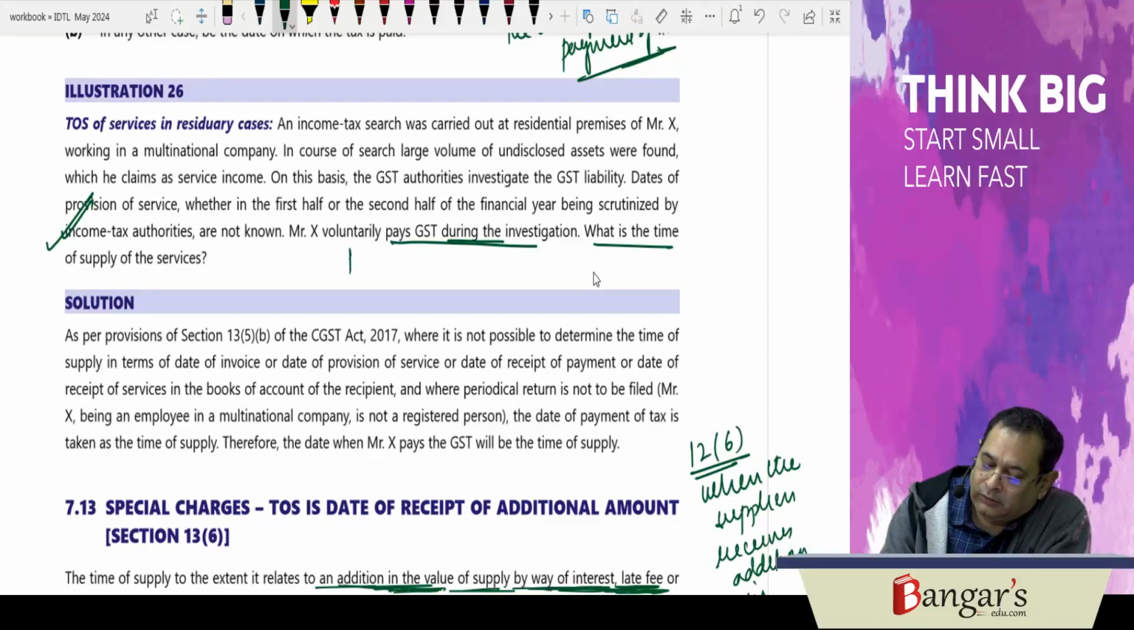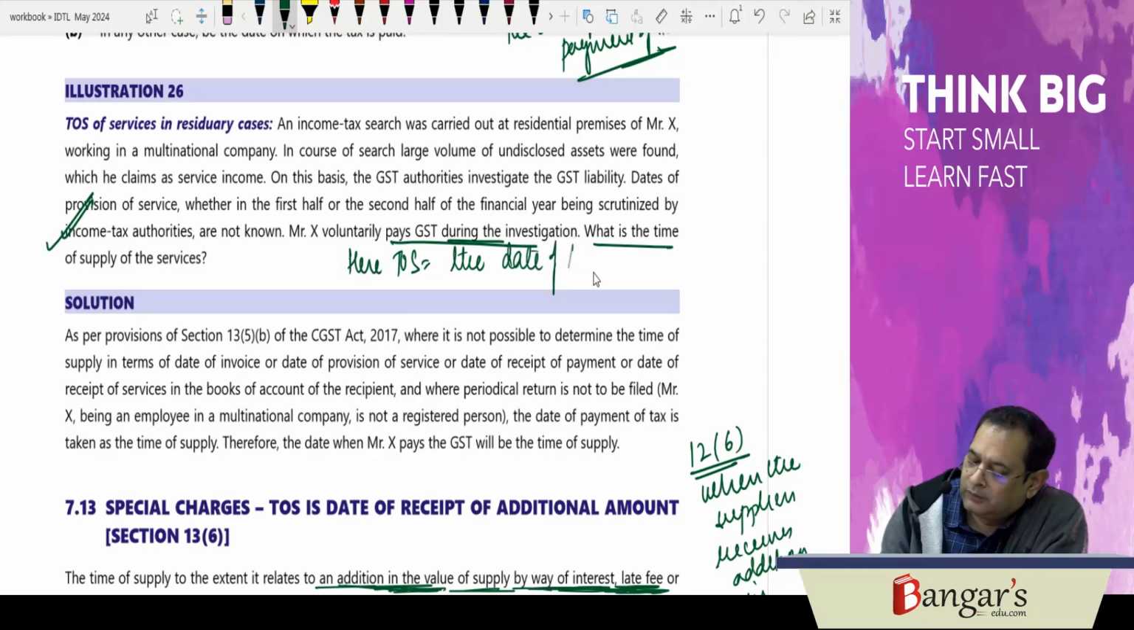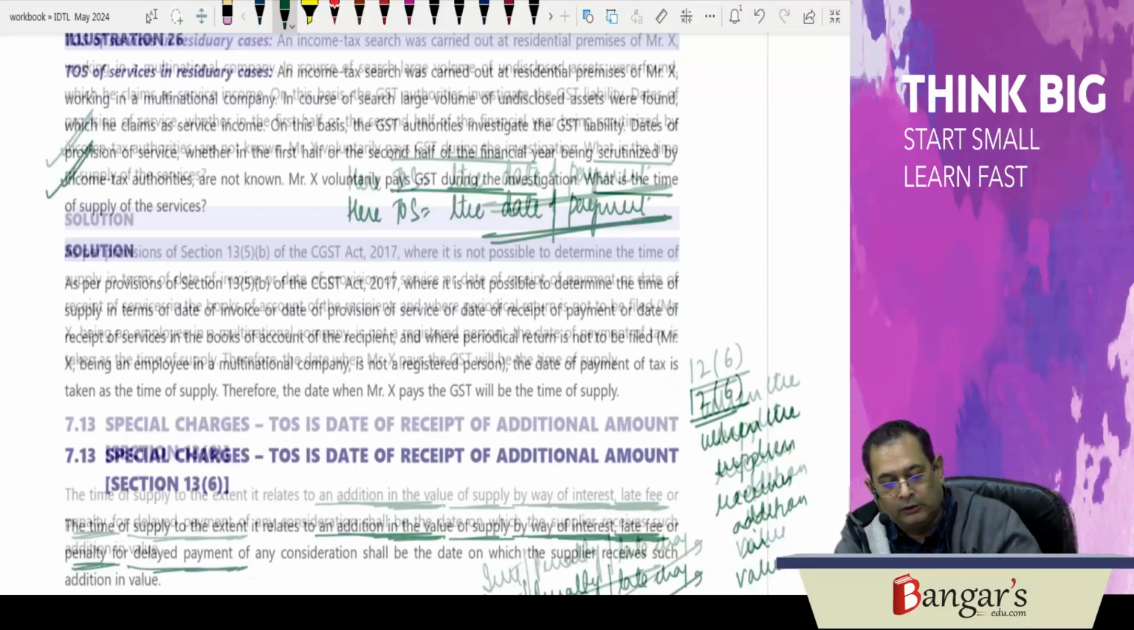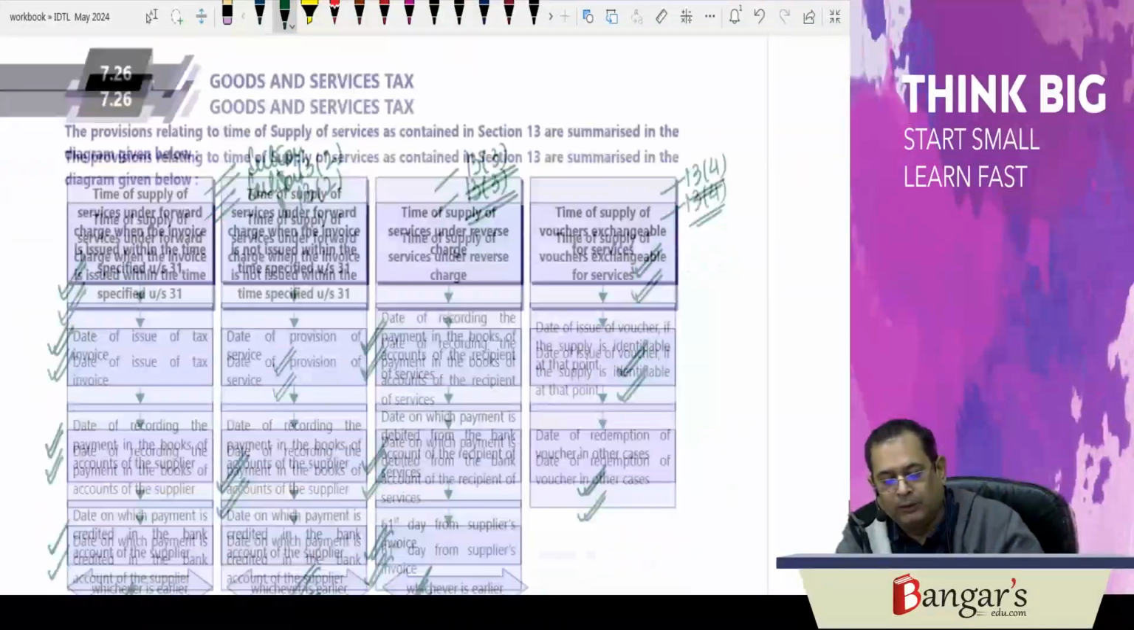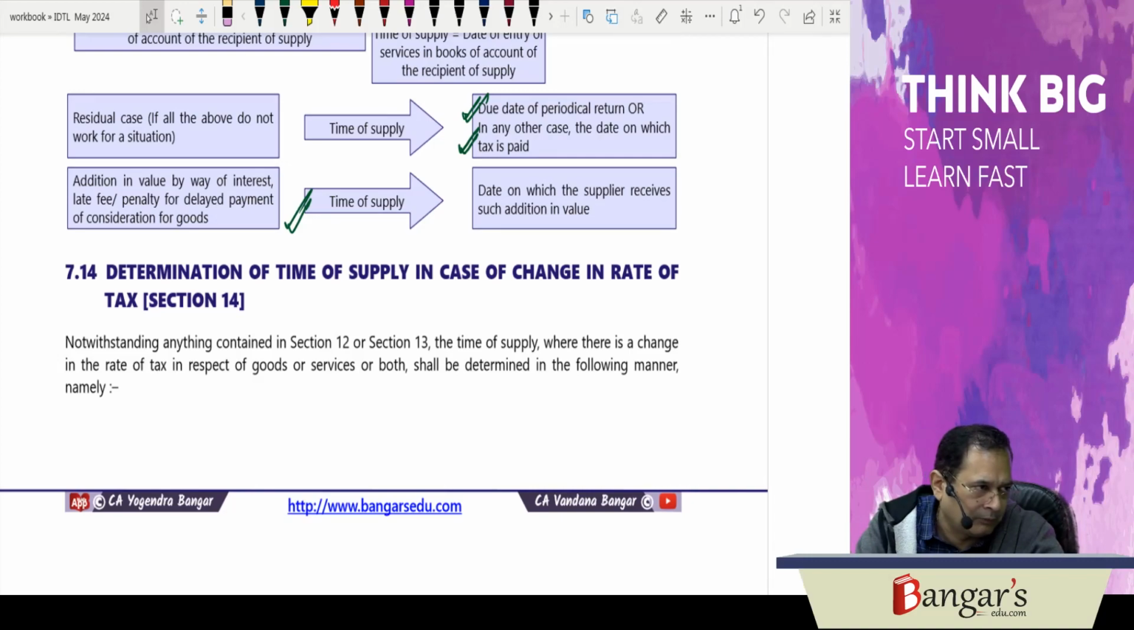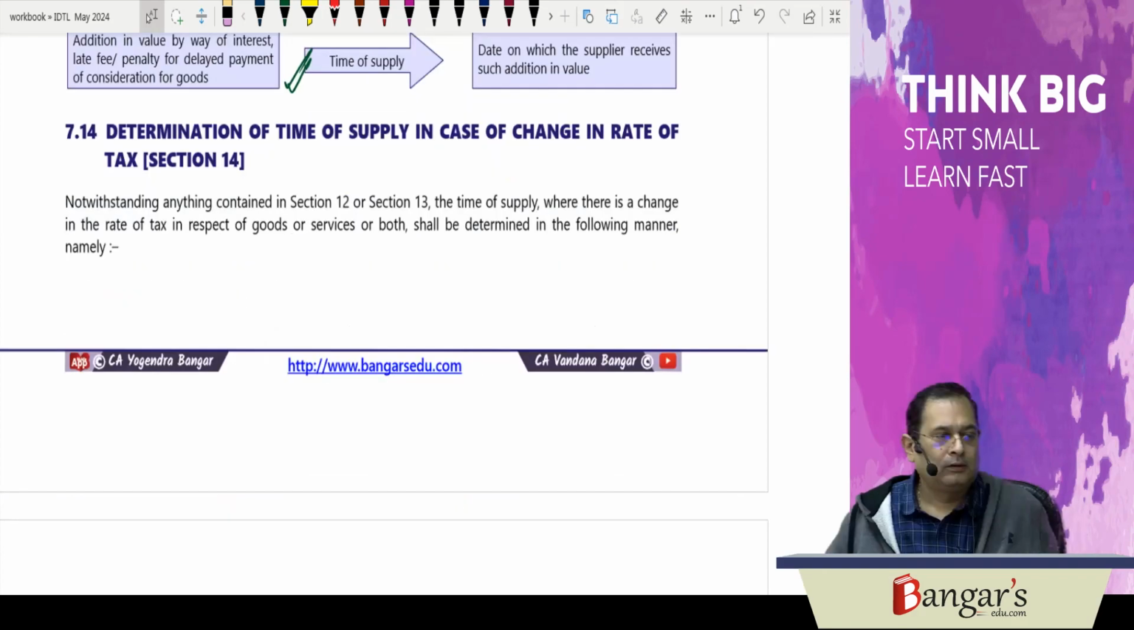So here, the time of supply will be what? The date of payment. In case of residuary cases, it is basically the date of payment, when X makes payment, because he is not required to furnish the periodical returns. So that was relating to statutory provisions relating to section 13, which we have discussed here, and the practical questions.